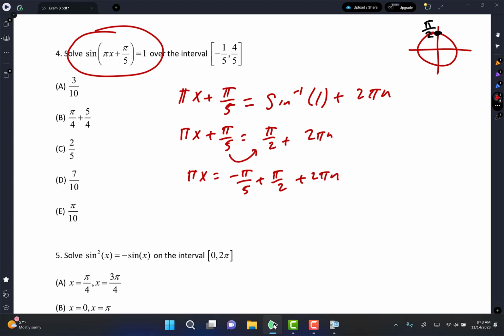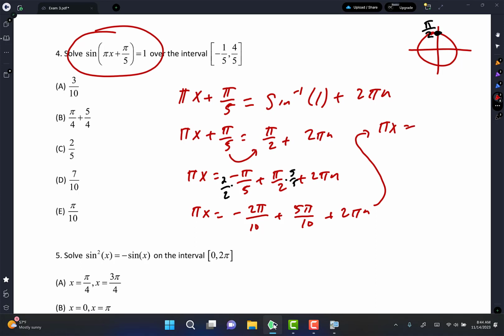Now you can use your calculator to get a common denominator, or you can just, I don't know, how do you want to do it? With a calculator? Without a calculator? Times 2 over 2, times 5 over 5. So it's pi x equals negative 2 pi over 10 plus 5 pi over 10 plus 2 pi n. And I'm going to move it right here. Pi x equals negative 2 pi plus 5 pi. 5 minus 2 is 3. So 3 pi over 10 plus 2 pi n.